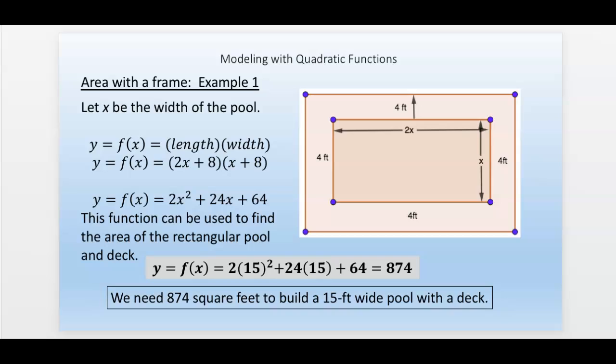Again, let x be the width of the pool. The area is length times width. One side is 4 plus x plus 4, that's x plus 8. The other side is 2x plus 4 plus 4, that's 2x plus 8. You can multiply those out and just put 15 in where x is, because we want a 15-foot wide pool. When I multiply those out, I get 874 square feet. That's what I need available in my backyard to build a 15-foot wide pool with a deck.